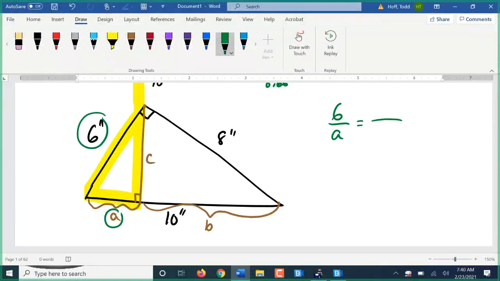Because they're both the short leg. The 10 of the big triangle compares to the 6 of the little triangle because they're both the hypotenuse. If you're having trouble seeing that, like I said, just take this triangle, redraw it off to the side and label it. It might be easier to see which pieces go together. So we've got 6 times 6 divided by 10 tells us that A is 3.6.